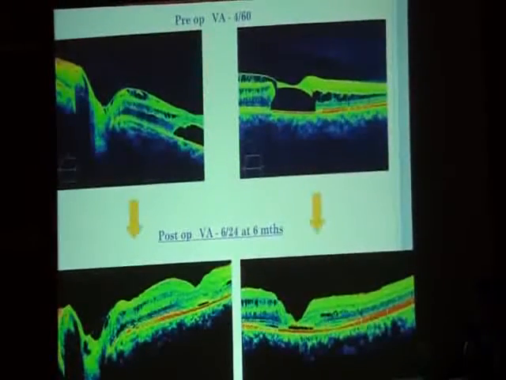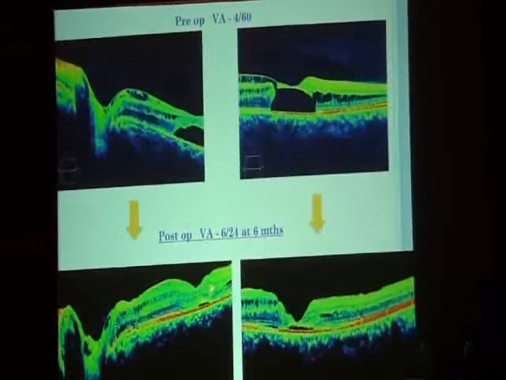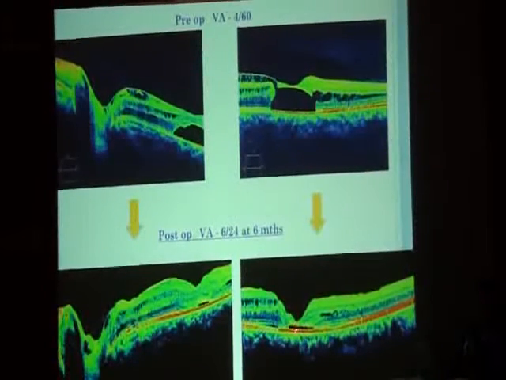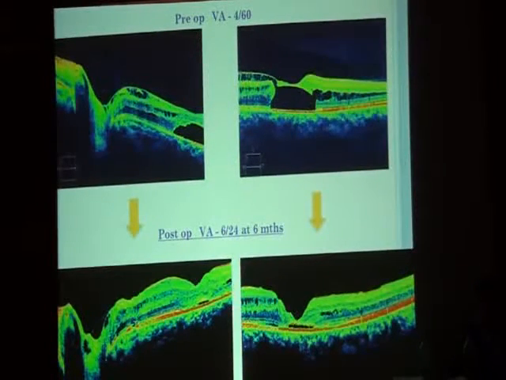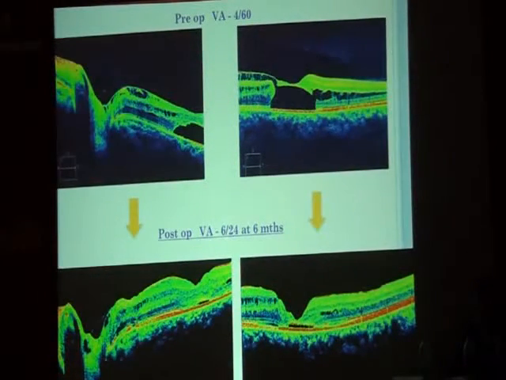So here you can see the schisis has settled down and the outer lamellar hole has a little subretinal fluid, but the schisis has settled down. This usually takes about 6 months, but the patient does improve vision. We will have very encouraging results.